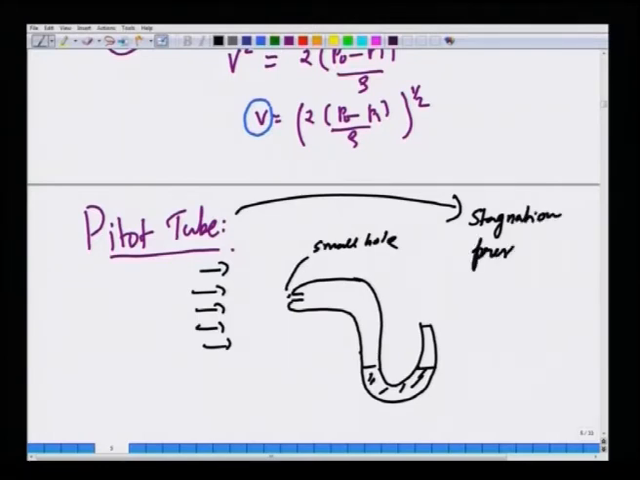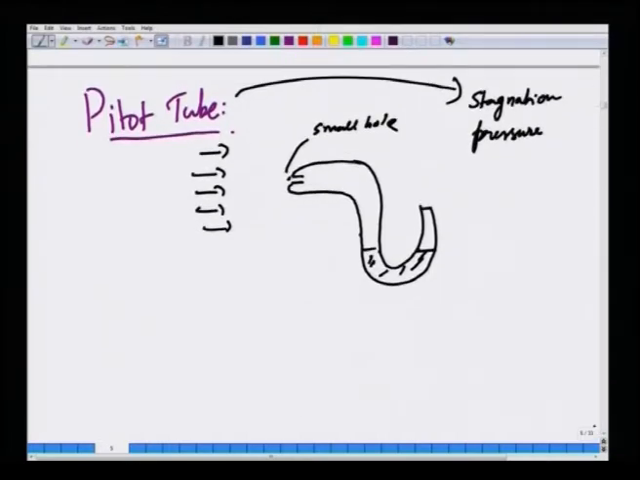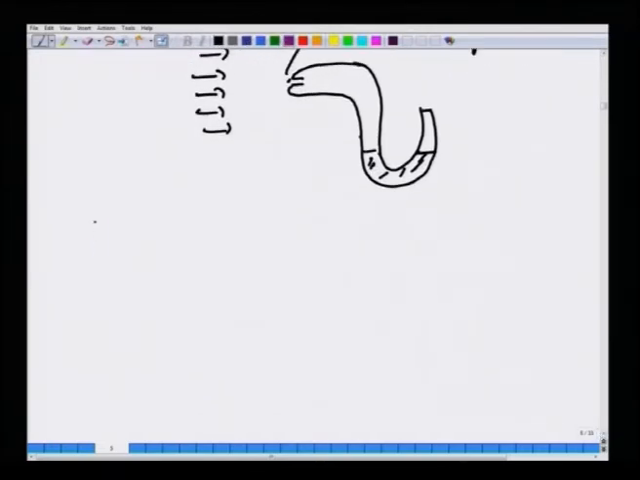The pitot tube can measure stagnation pressure. But there is also another variation that is called the pitot static tube, which combines the two measurements in a single device, making it possible to measure both stagnation pressure and static pressure and the difference between them in a single device. This is called the pitot static tube, which looks like this.